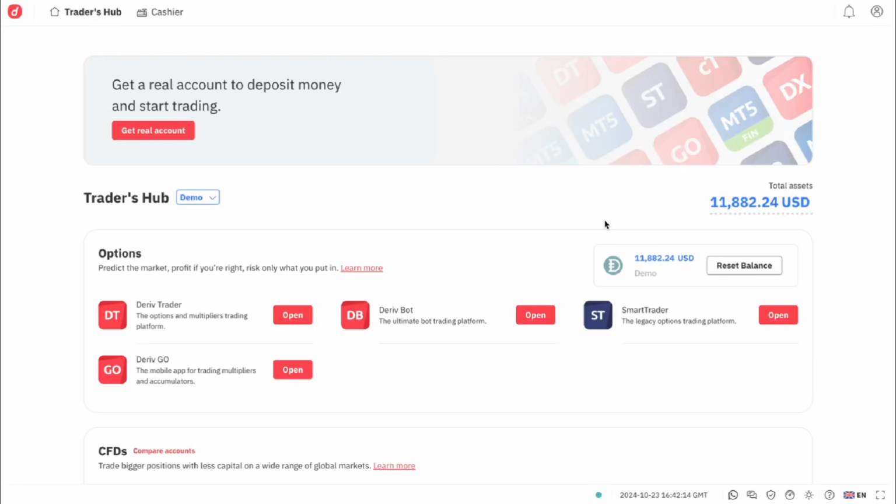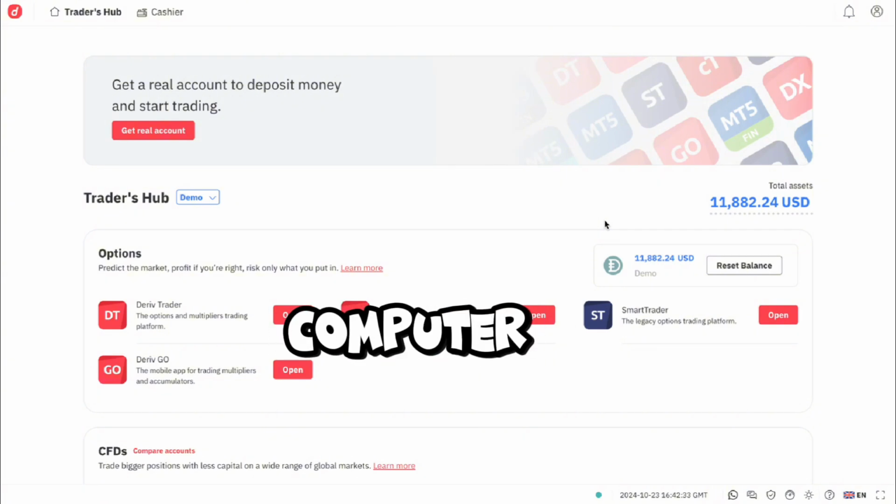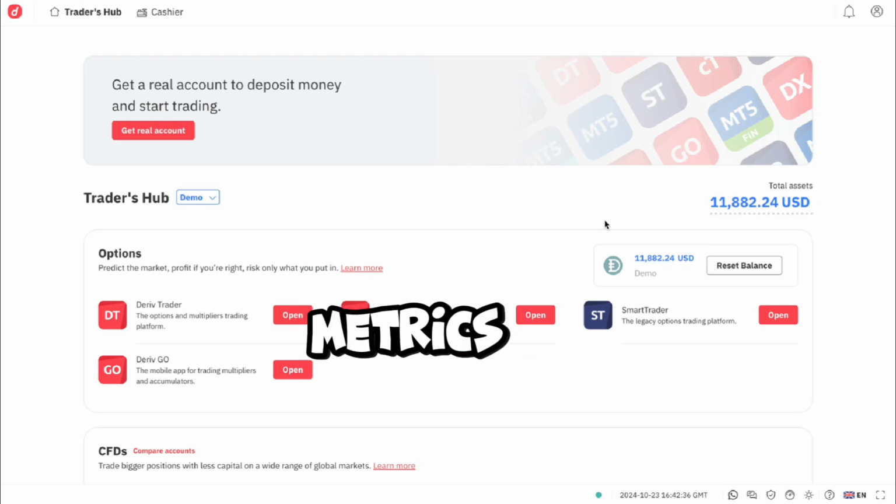I'm about to show you something that you're going to use for the rest of your life trading and make money with it. Never ever pay anyone again, because I'm about to give you the secrets you need to succeed, especially on Deriv or on any trading platform that uses computer generated metrics.